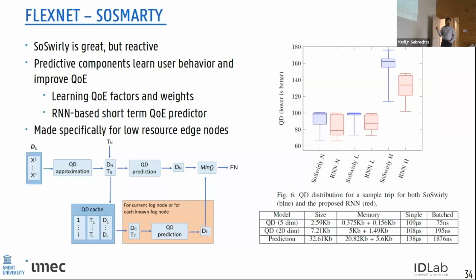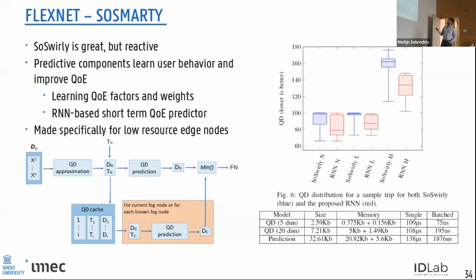So basically, Swirly was very reactive. It gets data from edge nodes and then decides how to orchestrate the fog nodes, what services it needs to deploy and where. So we basically wanted to make this more reactive. To make it more reactive, we developed predictive components to learn user behavior and improve quality of experience for users. One thing, this had to be done in the edge, of course, so we had to work with very small models and a new approach of actually designing these models and training them even in the edge.